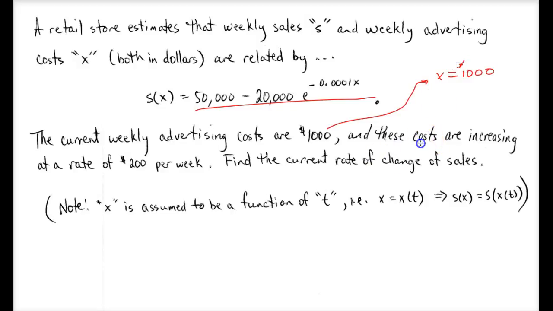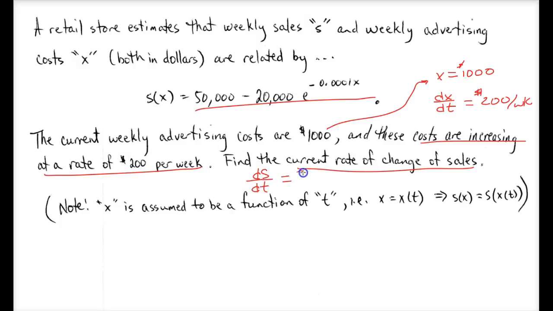We also know that the costs are increasing at a rate of $200 per week. That lets us know that, anytime we're talking about a rate, that's a derivative. So the rate of change of advertising costs with respect to time is going to be $200 per week. And so now, of course, we assume that X is a function of T and S is a function of T as well. So now what we're trying to find is the current rate of change of sales.